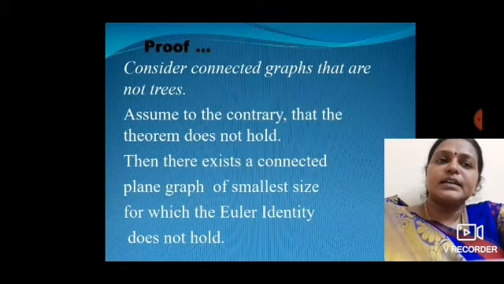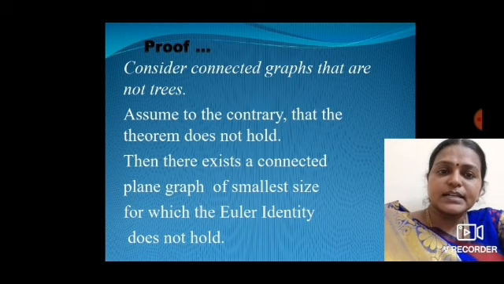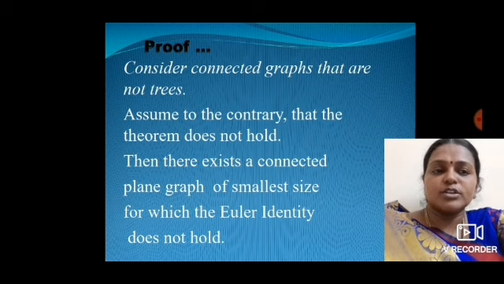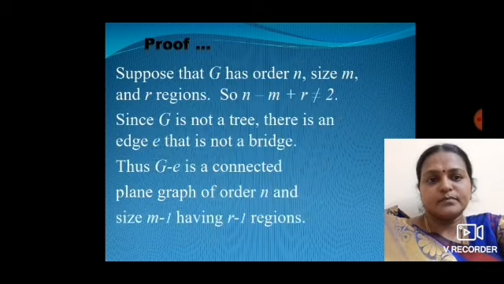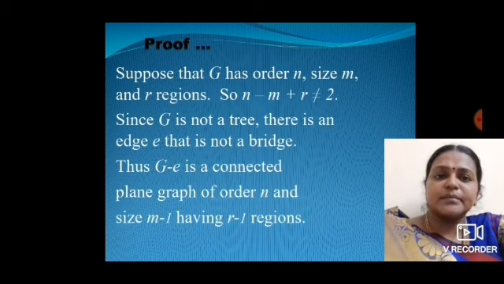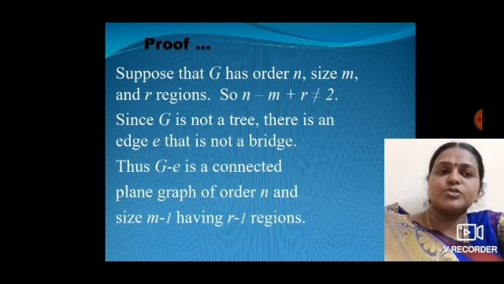Now consider the connected graphs that are not trees. Assume to the contrary that the theorem does not hold. Then there exists a connected plane graph of smallest size for which the Euler identity does not hold. Suppose that G has order n, size m and r regions. So n minus m plus r is not equal to 2 because we have assumed the contrary.